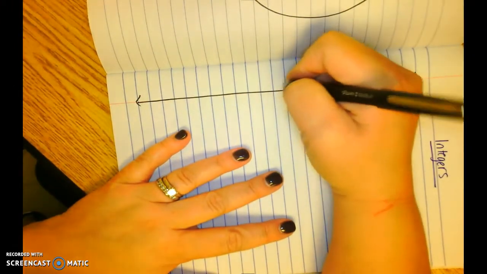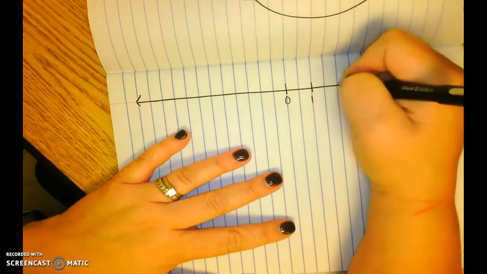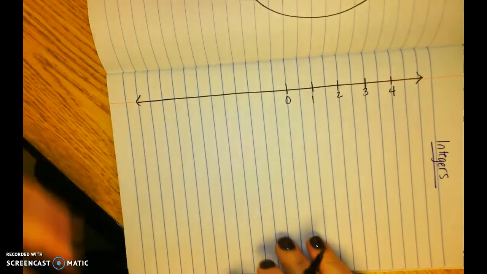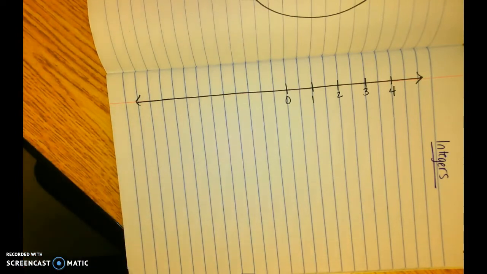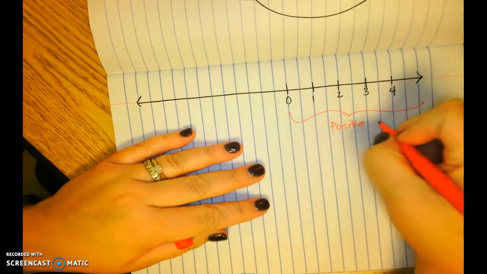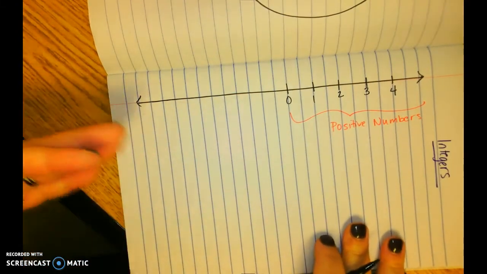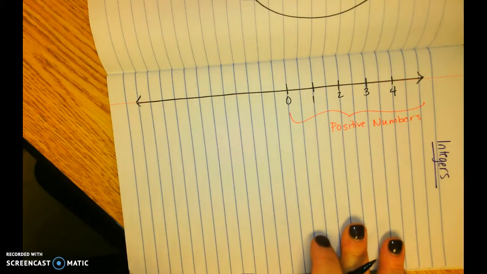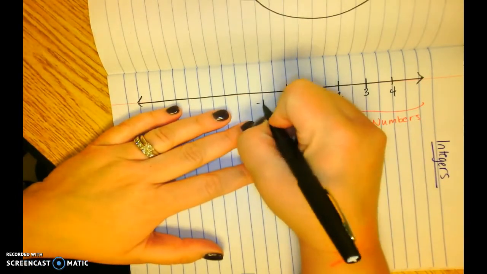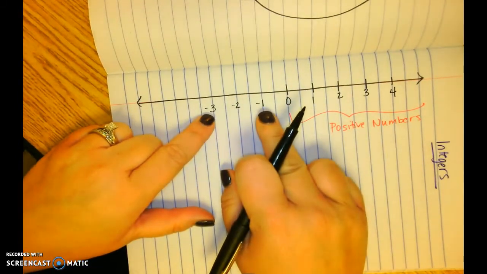I'm going to start and put 0 here. We're going to go 1, 2, 3, 4, okay, and then we're going to go negative. So these are obviously our positive numbers, and that's what we've dealt with so far, okay. Going the opposite direction, we are going to go negative numbers. And negative numbers, what's interesting is the smaller they get, the larger the number looks. So we're going to start with -1, and then -2, -3. So -3 is actually going to be smaller than -1.